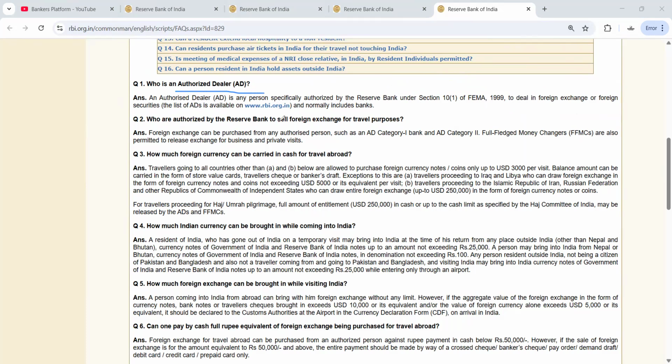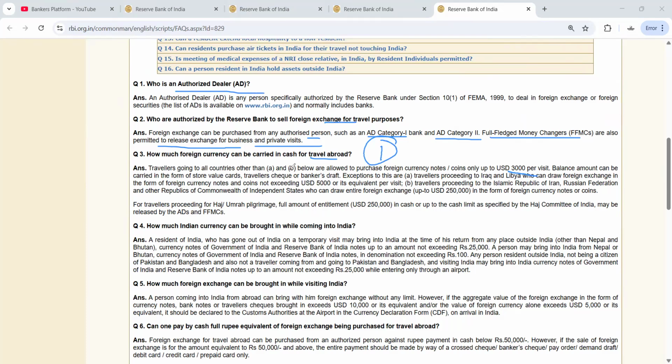So who are the authorized dealers by RBI to sell foreign exchange for travel purpose? Foreign exchange can be purchased from any authorized person. An authorized person is an authorized dealer. AD category 1 banks, AD category 2, and full-fledged money changers are also permitted to release exchange for business and private visits. So how much foreign currency can be carried in cash for travel abroad? From here also we have seen a 1 mark question, asking up to what amount it is allowed. That is 3,000 per visit. Then the traveler going to all countries other than A and B.